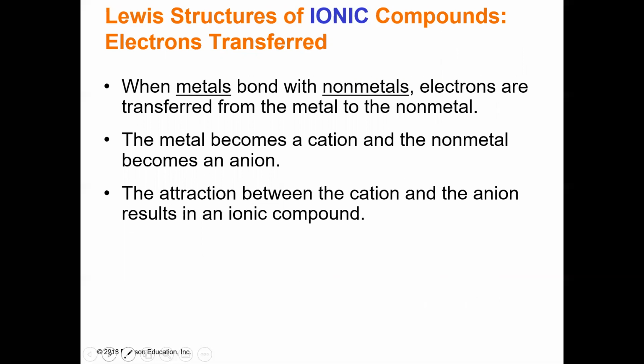So we saw earlier that for ionic compounds, the electrons are actually transferred from one atom to the other. We know that ionic compounds occur when we have a metal bonded with a nonmetal. And we see here that the electrons are transferred from the metal to the nonmetal. So the metal becomes our cation, and the nonmetal becomes our anion. The attraction between the cation and the anion will result in what we know as the ionic compound.